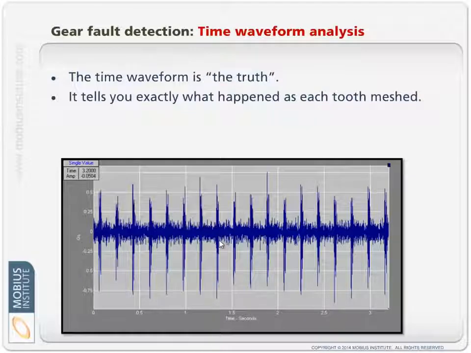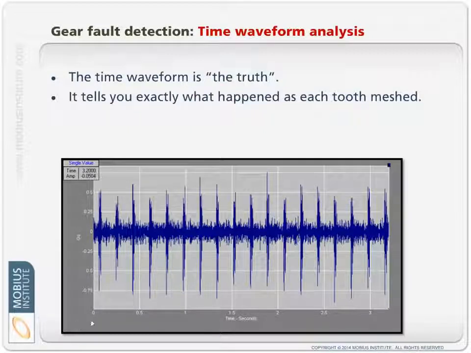So in this instance, we're seeing something very, very important in this time waveform, and I'll elaborate on it shortly. But in here, this low amplitude vibration is the vibration we expect to see as the good, healthy teeth mesh together, but the spikes relate to a damaged tooth coming through the mesh. So the damaged tooth comes through, healthy teeth. Damaged tooth, healthy teeth. Damaged tooth, healthy teeth, etc. Our time waveform tells us exactly what's going on. We can see that there are spikes.